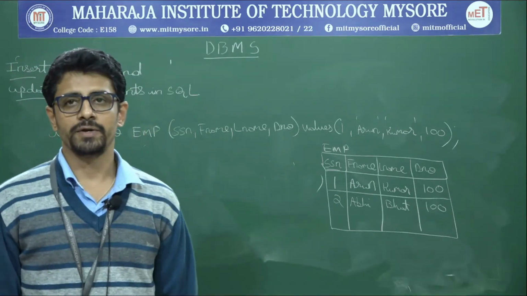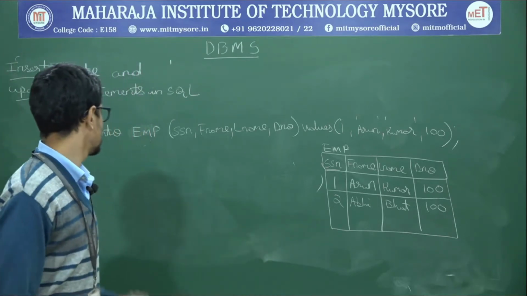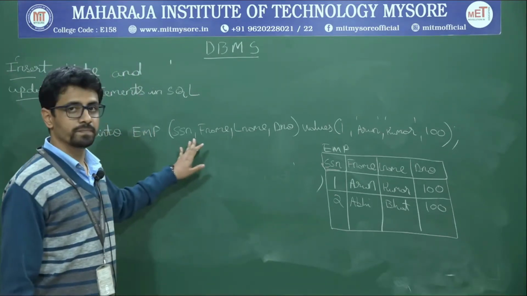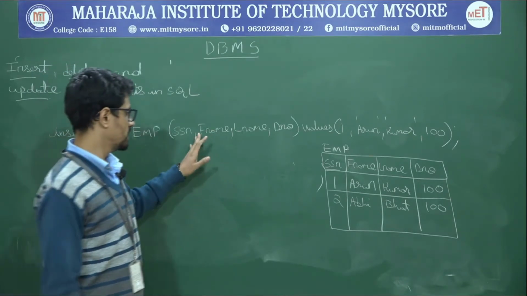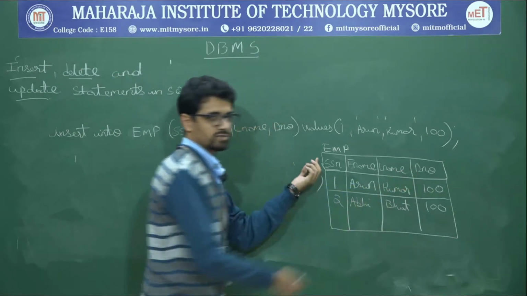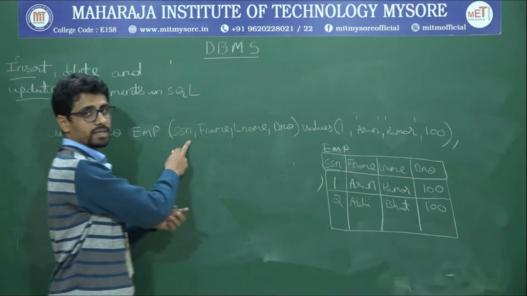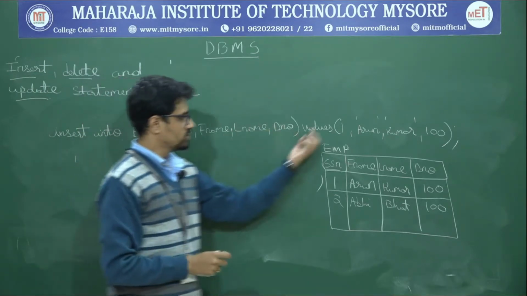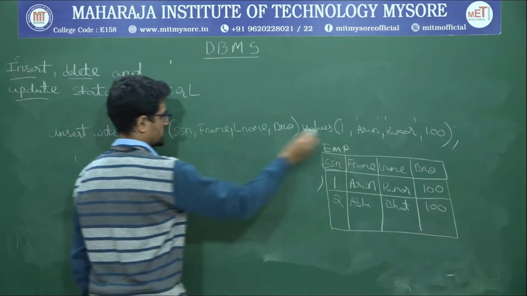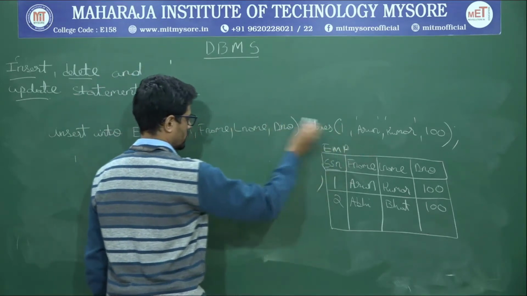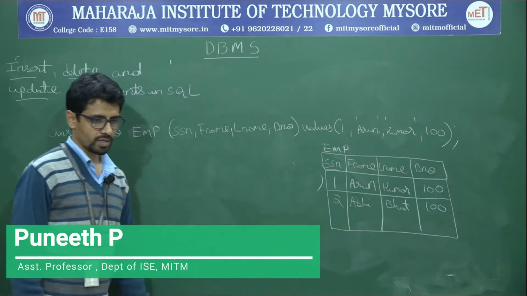So this is another way to write the insert command, wherein you manually specify the attribute names you want. INSERT INTO EMP, SSN, that is the first attribute. All the attribute names of your employee table can be explicitly specified in the insert command after the table name. Then VALUES: it maps automatically, so SSN is 1, first name is Arun, last name is Kumar, and department number is 100.